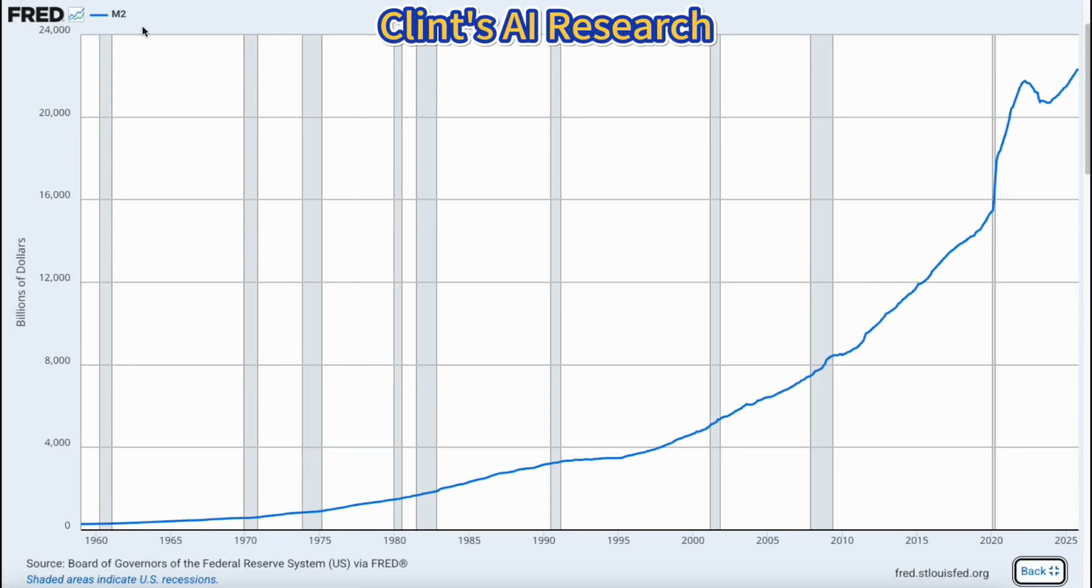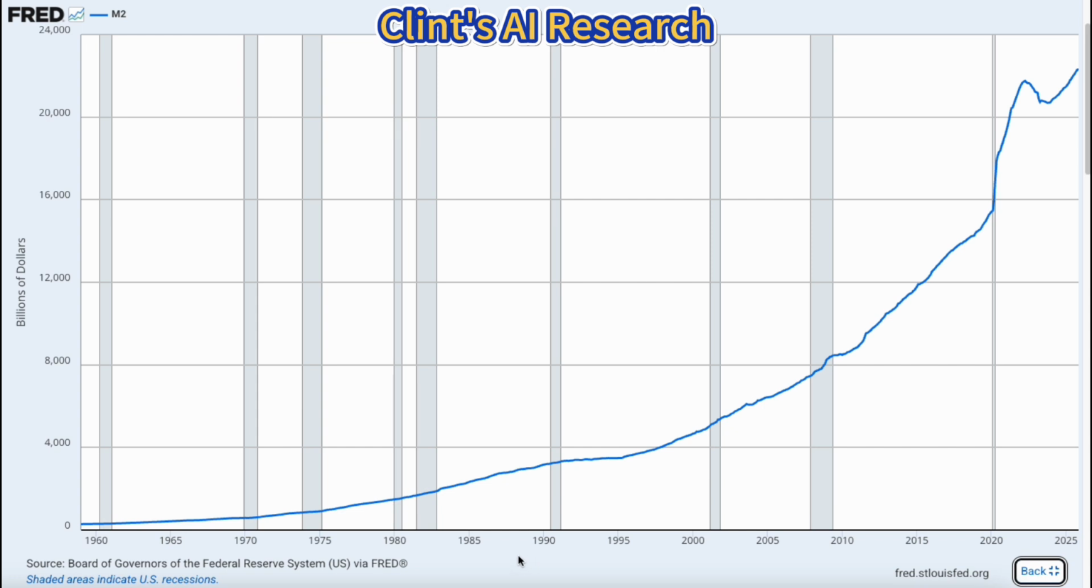Today we are analyzing the M2 money supply. This chart shows the M2 money supply in the United States from approximately 1960 through early 2025, sourced from the Federal Reserve Bank of St. Louis, FRED. M2 is a critical metric because it measures the total amount of money in circulation, including cash, checking deposits, and near money, like savings and money market securities.